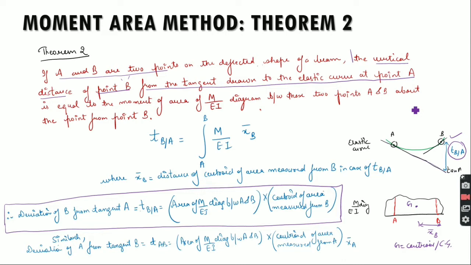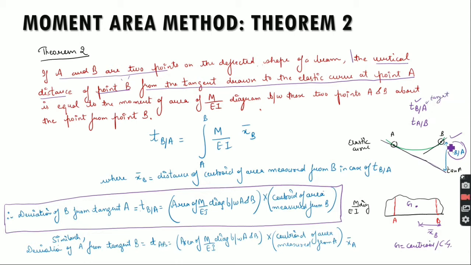Note here, I have written TBA, and I have not written TAB. So what is the difference between these two? You must be very clear about it. TBA means that we are calculating the distance of point B from the tangent at A, right?